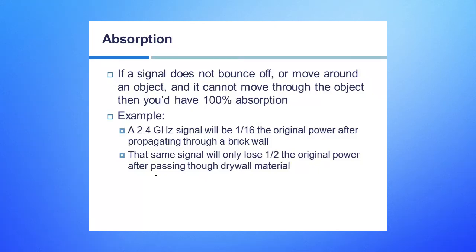So absorption is what we would say happens to a signal when it doesn't bounce off, which would be reflection, or moving around an object, as we'll see here with some of the other terms that you'll see. But instead, it doesn't bounce off, it doesn't move around, but it cannot move through the object. If it cannot move through the object, then we would say we had 100% absorption.